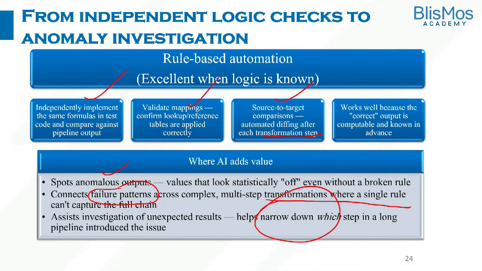Again, rules prove the known logic. AI would help in investigating the unexpected behaviors. So, transformation testing helps us verify that the logic applied to the data is correct or not. But what happens when we move data from one system to another? In the next video, we'll look at data migration testing.